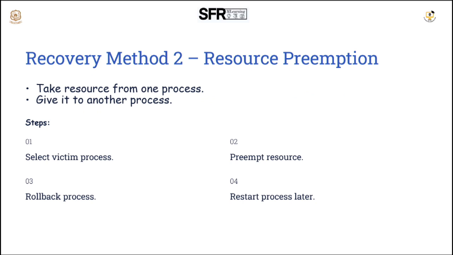Recovery method 2. Resource preemption. Take resource from one process, give it to another process. Step 1. Select victim process. Step 2. Preempt resource. Step 3. Rollback process. Step 4. Restart process later.